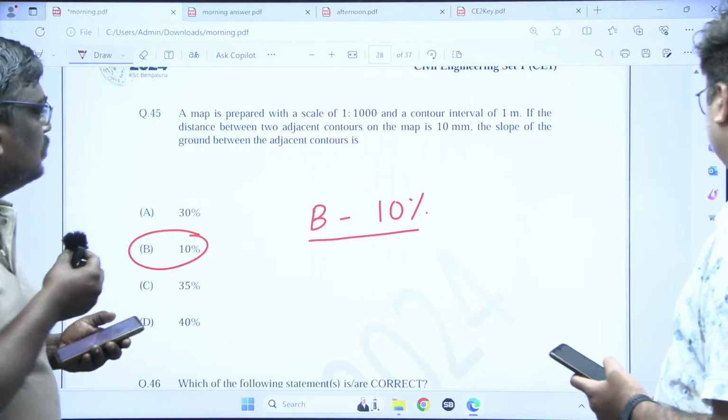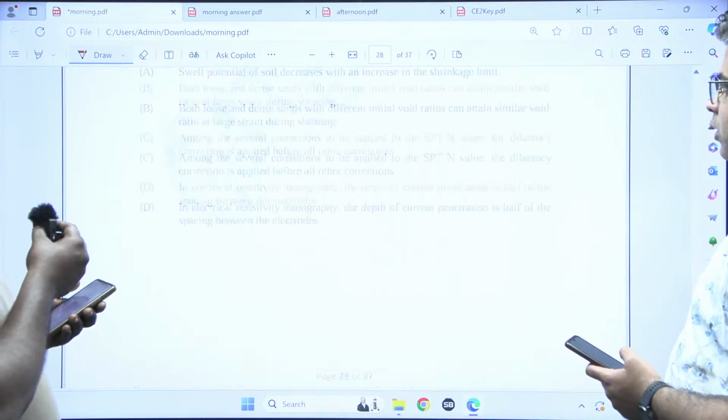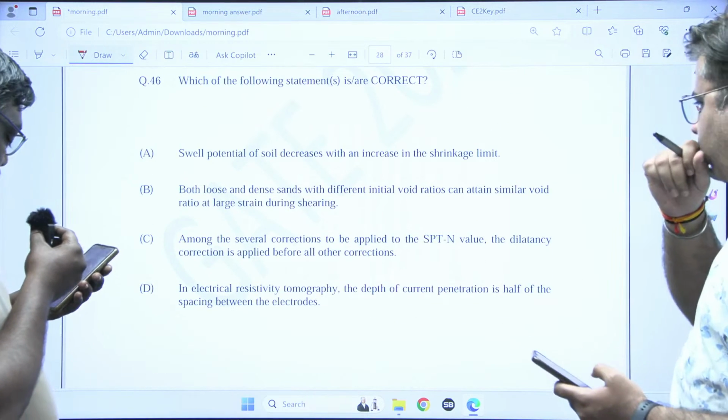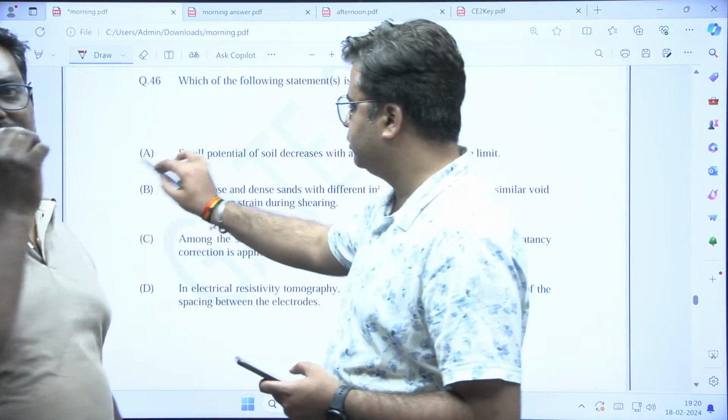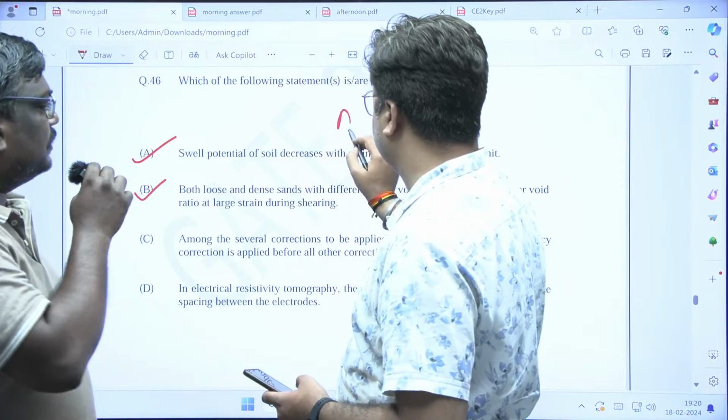Next you have this. We have discussed this question and we have told clearly that options A and B are correct. So the answers A and B are correct.